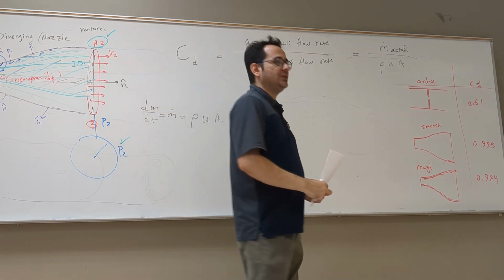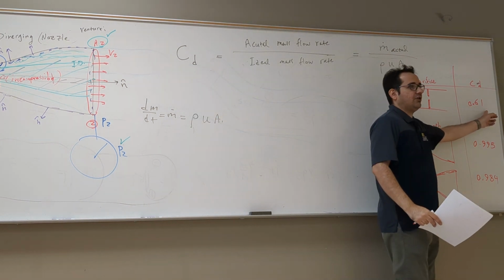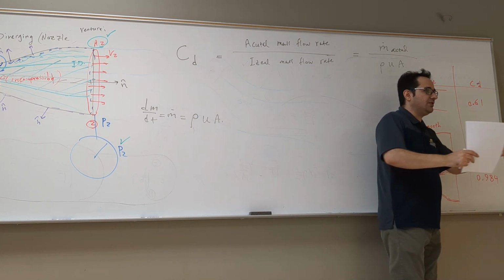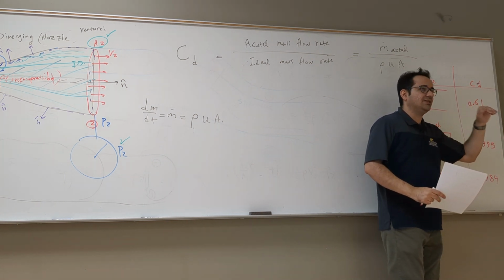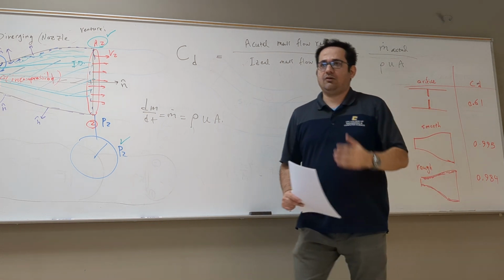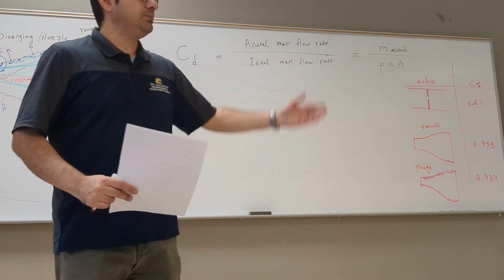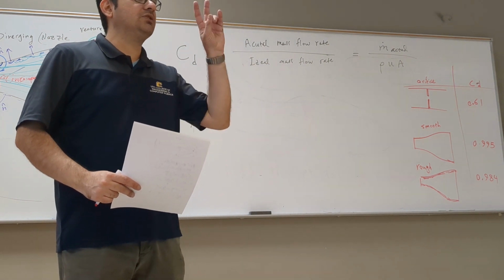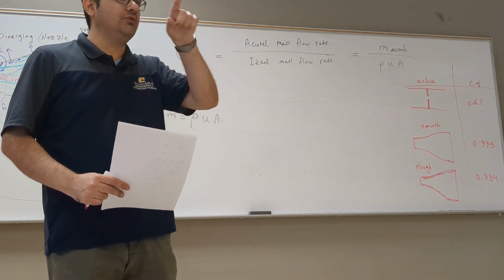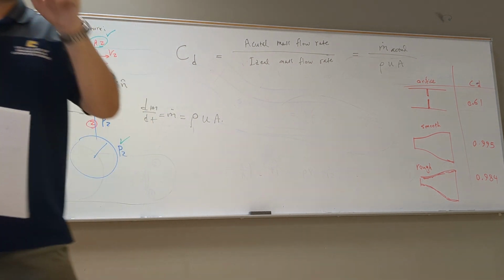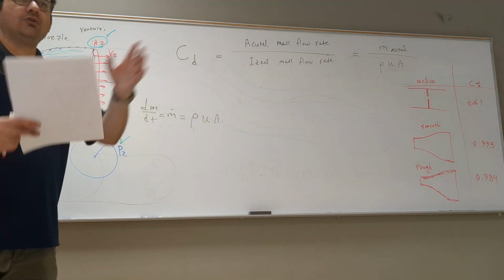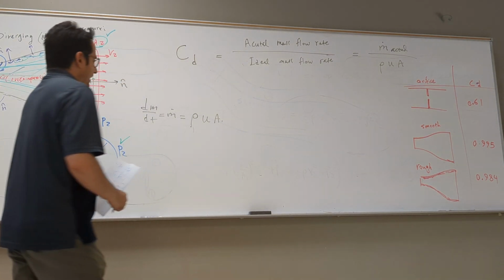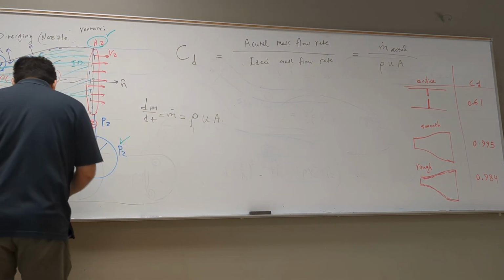Now, the coefficient of discharge is not universally constant. It will change with velocity. So if you increase the velocity, this is going to decrease a little bit. And what I asked you in the lab was to plot that versus velocity, in other words, Reynolds number, rho u d over mu. So all those are constants except velocity. Velocity is going to change. So that's it. Now let's put this in the final form.